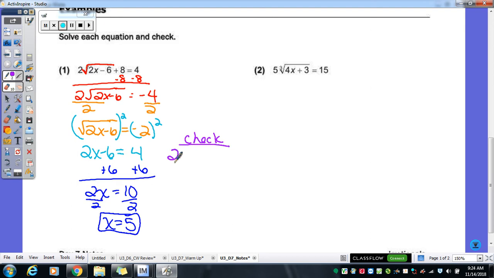So checking, plugging 5 in for our x. So 2 times the square root of 2 times 5 minus 6 plus an 8. We're going to see if that gives us 4. So 2 times 5 gives us a 10. Minus 6 gives us what? 4.